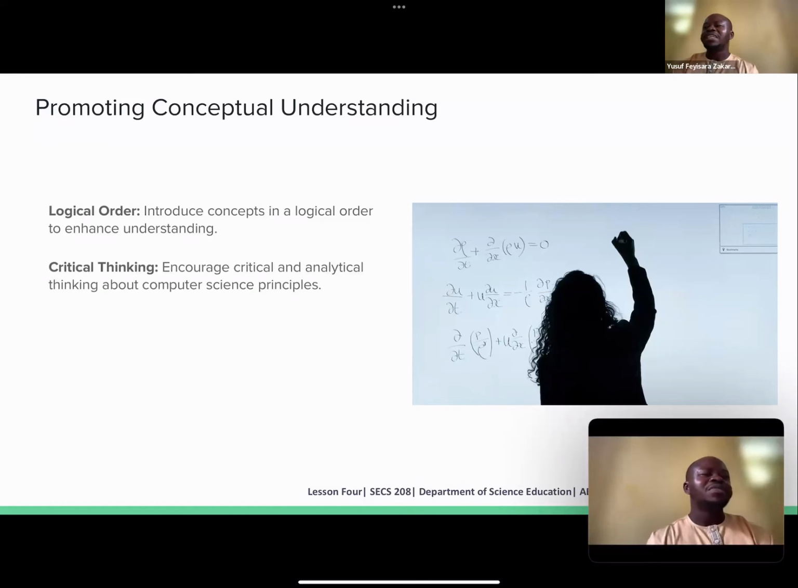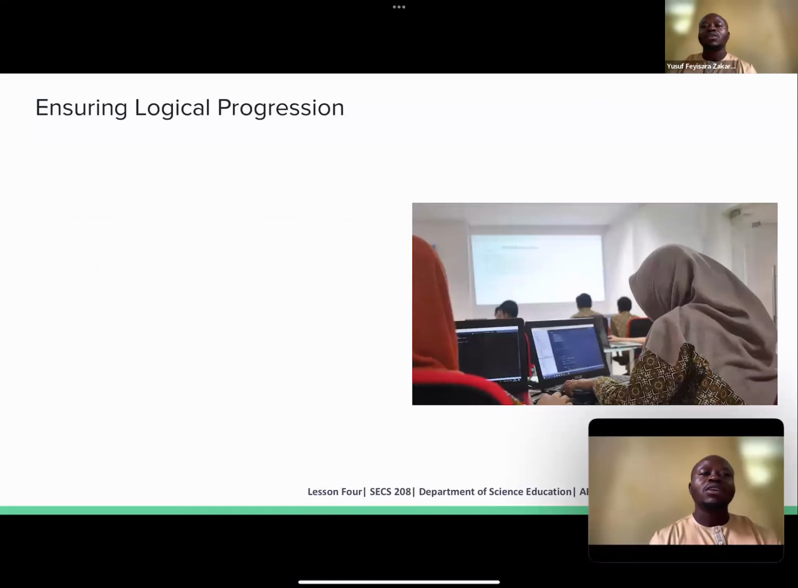We can see Bloom's taxonomy again here. The psychology of learning, we have learned about some theory, and now we are talking about theory here again. So critical thinking will come in, and then you'll be able to challenge reality. Then you can help the student to see clear connections between related topics when you promote conceptual understanding.